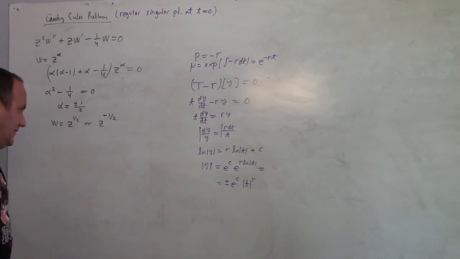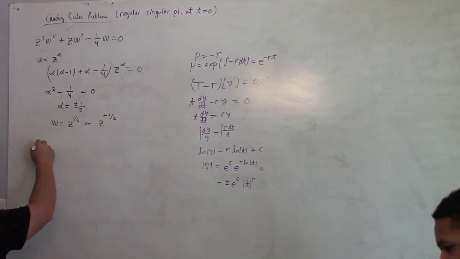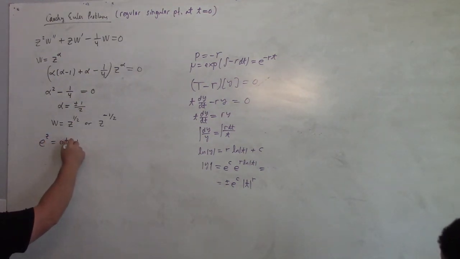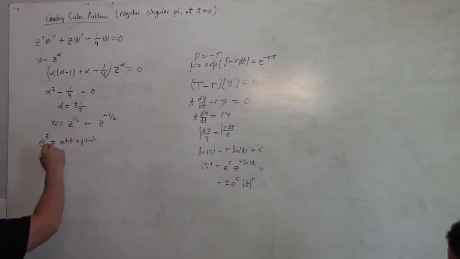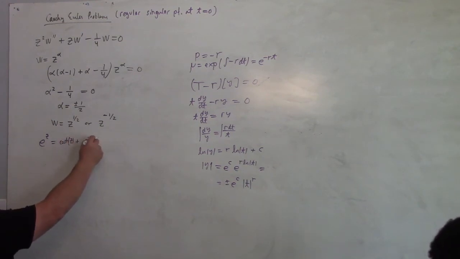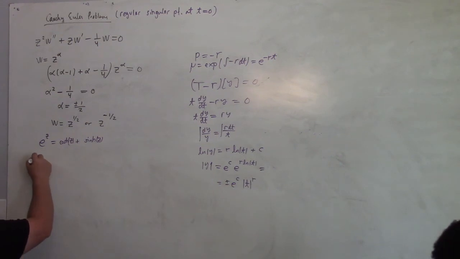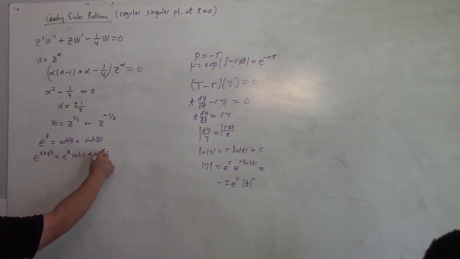So here's the thing. We're in the hyperbolic numbers, right? So e to the jy is cosh y plus j sinh y. More to the point, e to the x plus jy is e to the x cosh y plus j e to the x sinh y.